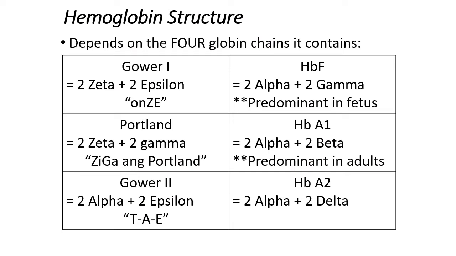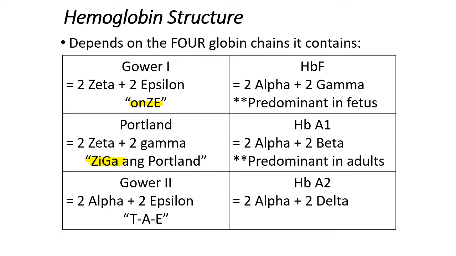Okay, dito tayo sa hemoglobin structures which make up the embryonic hemoglobins. Umpisahan natin si Gower 1. Gower 1 is composed of 2 zeta, 2 epsilon. Ang mnemonics namin dati, ones. Tama lang yung Z ng C ng Z. Okay. Portland naman, 2 zeta, 2 gamma. Ang mnemonics is Ziga ang Portland. Back in our days, ang Portland is a type of construction material.